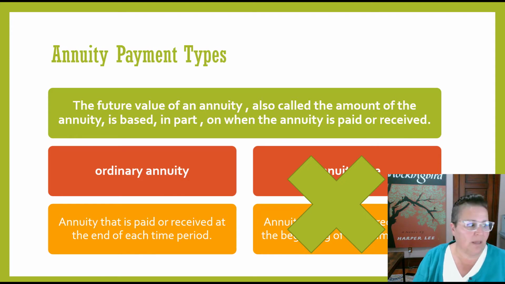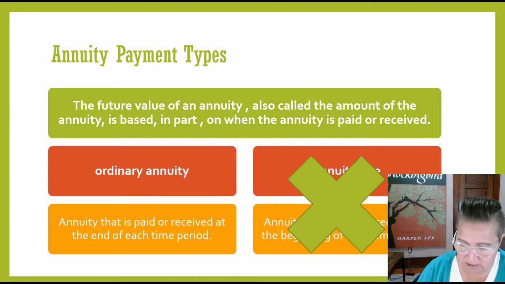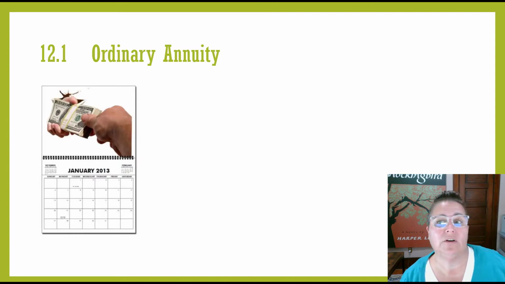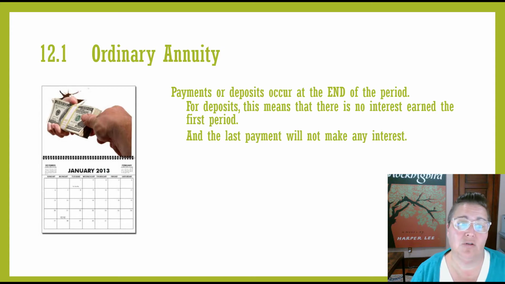All right. So if you're doing homework and you come across one you're just not getting, and it says at the beginning of the period, that's an annuity due. Flag it. Send me an email. You should not be getting problems like that. All right. Specifically in 12.1, we are doing ordinary annuities. And as you recall, ordinary annuities are payments or deposits that occur at the end of the time period.